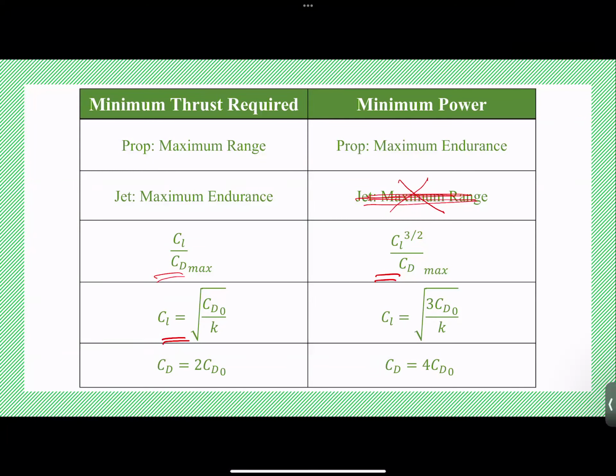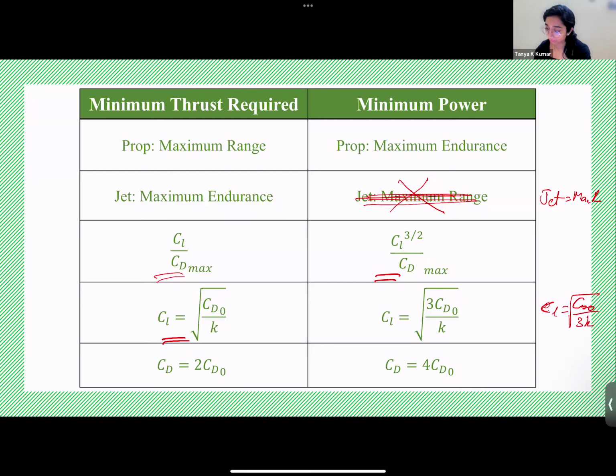CL is equal to under root CD naught by 3K. Yes, CD naught by 3K. Yes, correct. So for a jet engine, max range is CL equals under root CD naught by 3K. It corresponds to CL by CD, CL raised to 1 by 2 by CD max.